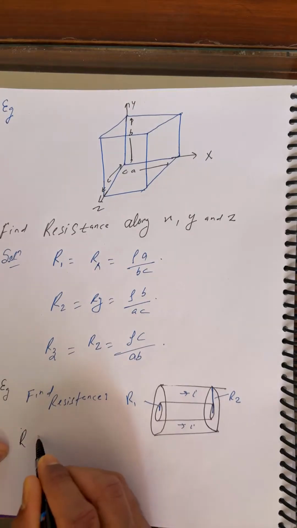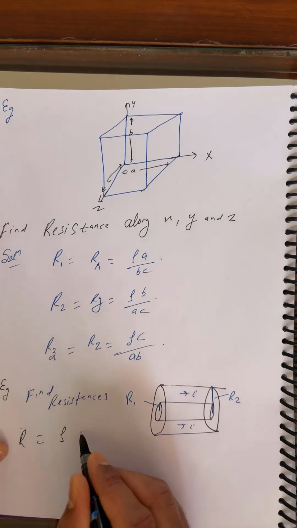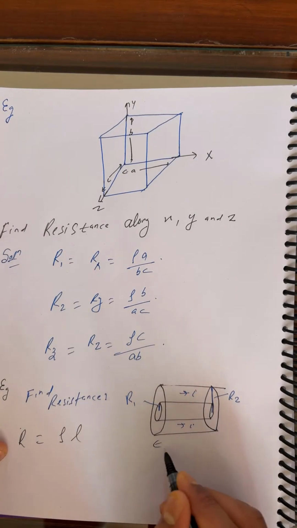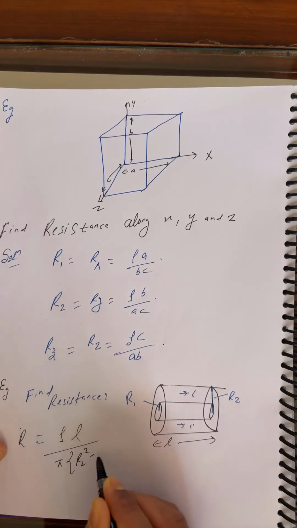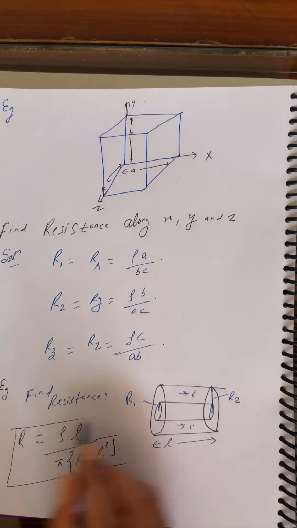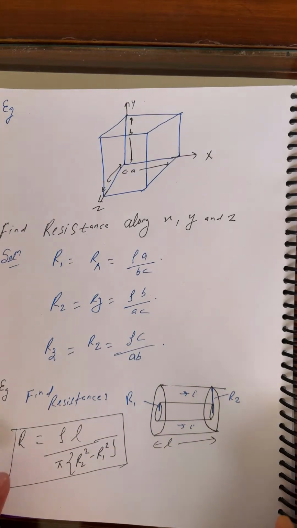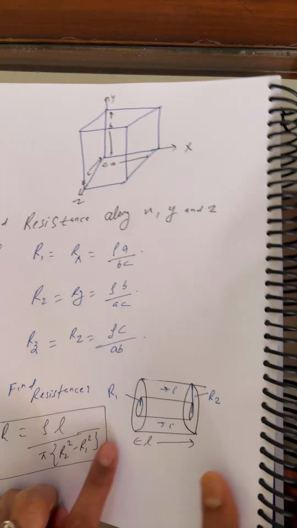So here R is equal to rho L upon pi into (R2 square minus R1 square). L is the length of the cylinder. This is R, the resistance of this kind of arrangement.